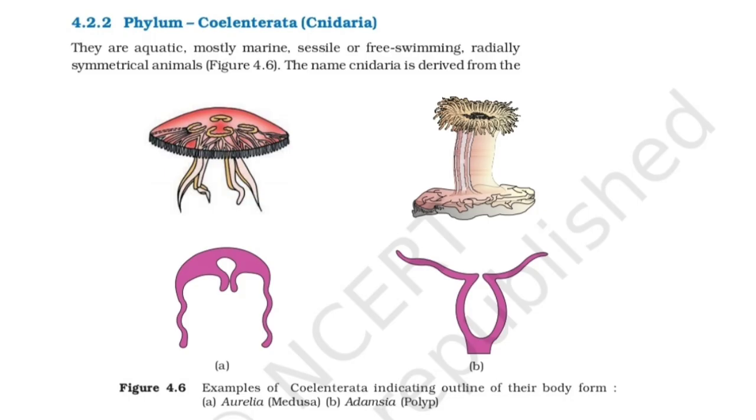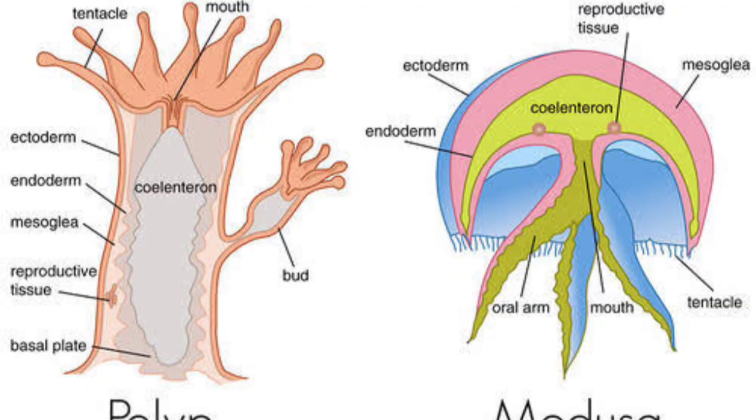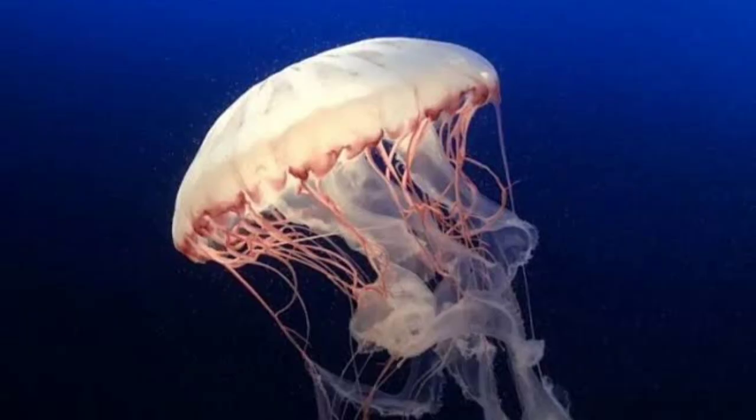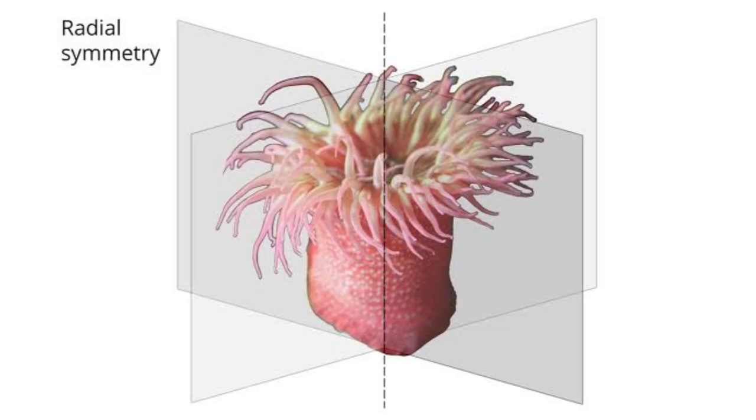So this phylum Coelentrata are aquatic organisms, which means they are living in the aquatic environment, mostly in the marine environment. Some of the organisms are sessile, which means they can attach to the substratum, and some of them will be free living, meaning they can easily float on the water without the help of anything. The symmetry of this phylum is radial symmetry, which means if we divide the organism through the central axis, we will get equal halves. That is called radial symmetry.